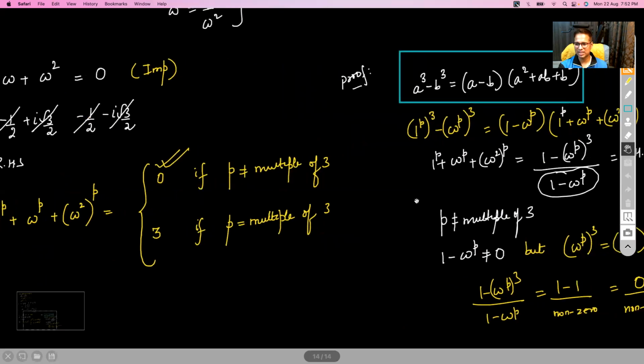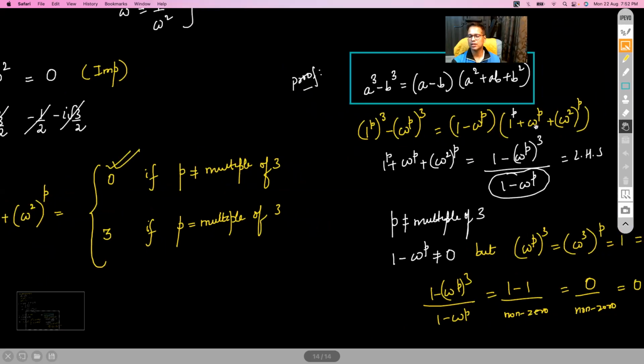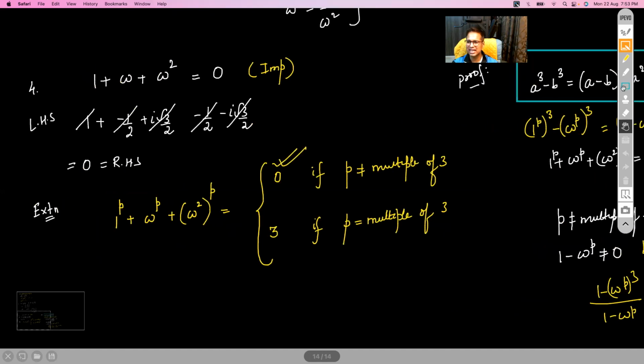Let me just drag it here so that you can copy it. So any problem in proving the first part of this result? So it is 0 when your p is not a multiple of 3. Okay, now let's look into the second part. When p is a multiple of 3, what will happen? So for that, we don't have to rely on this approach. We can directly go here. So if p is a multiple of 3, let's say p is of the nature 3k.